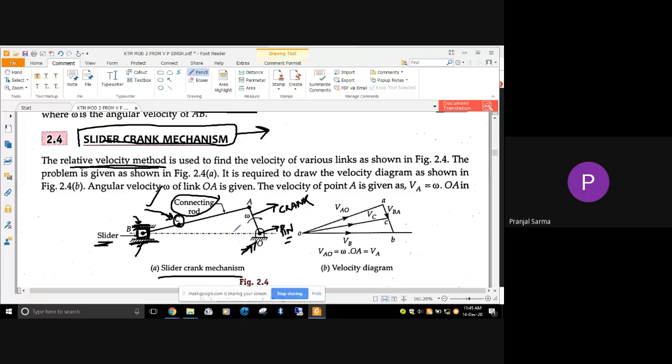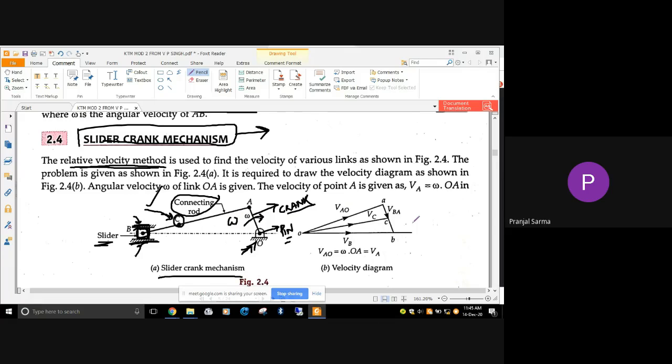Right now that is what we are going to discuss, so that way you should be able to do. So now it's required to draw the velocity diagram, and for that particular case the angular velocity of the link OA, that is the crank, that is given. The omega is shown in this particular direction. Okay, so this is clockwise motion shown here.